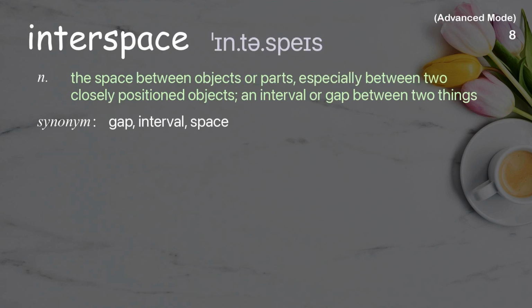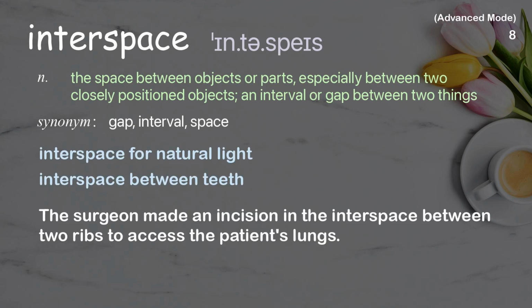Interspace. The space between objects or parts, especially between two closely positioned objects, an interval or gap between two things. Examples: Interspace for natural light. Interspace between teeth. The surgeon made an incision in the interspace between two ribs to access the patient's lungs.